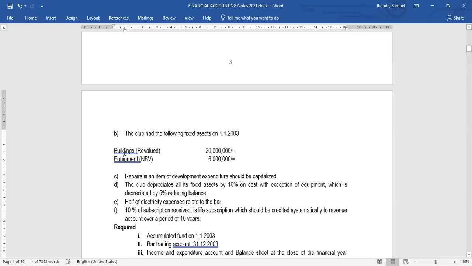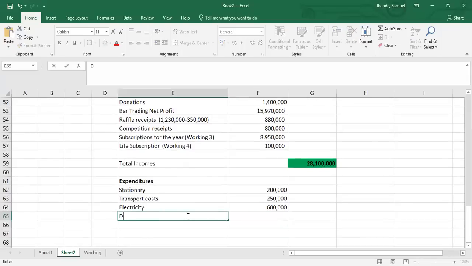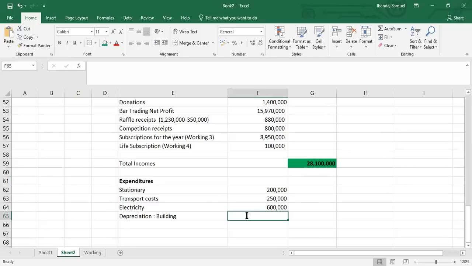So 10% of the buildings, that is 2 million. So I'm going to come here and just say depreciation, building, it is 2 million. 10% of the 20 million that they have given us is 2 million. Make sure that you create a working for it right here, so you can get that mark.